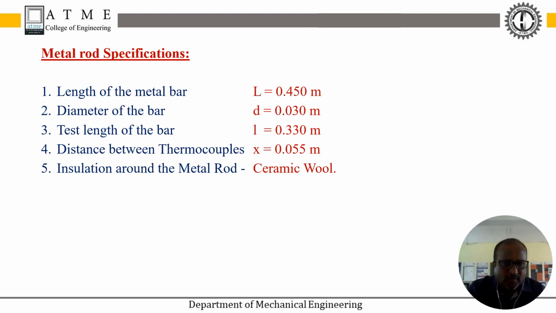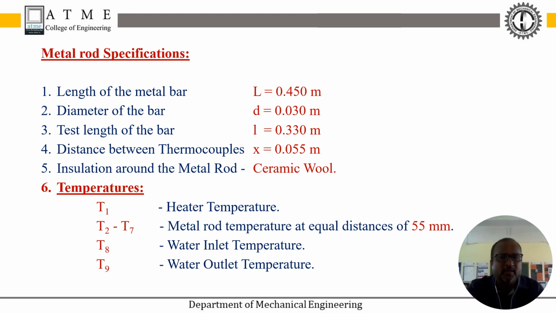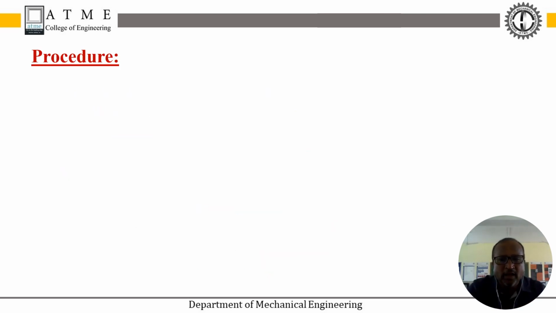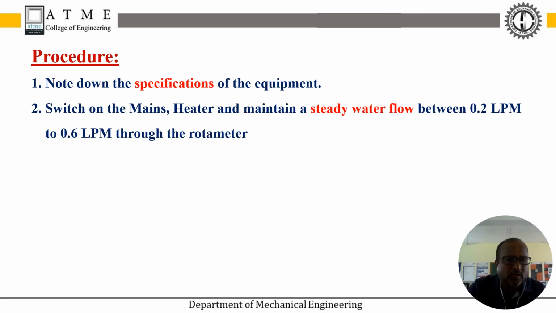Now, the metal rod specifications are all given to you. It is all pasted on the experiment panel. The length of the metal rod, the diameter of the metal rod, the distance between the thermocouples, all these values need to be noted down. And T1, T2 to T7 are the temperatures at different points on the rod, and T8 and T9 are the inlet and outlet temperatures of water. So these are the specifications, these are the readings we are going to take, and this is the procedure.